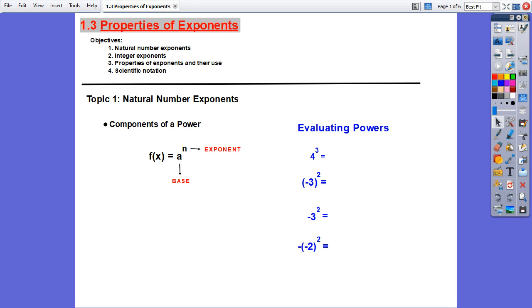And then scientific notation, that should take you back a little bit to chemistry. And so you did a little bit there. So good review. Let's go ahead and jump in.